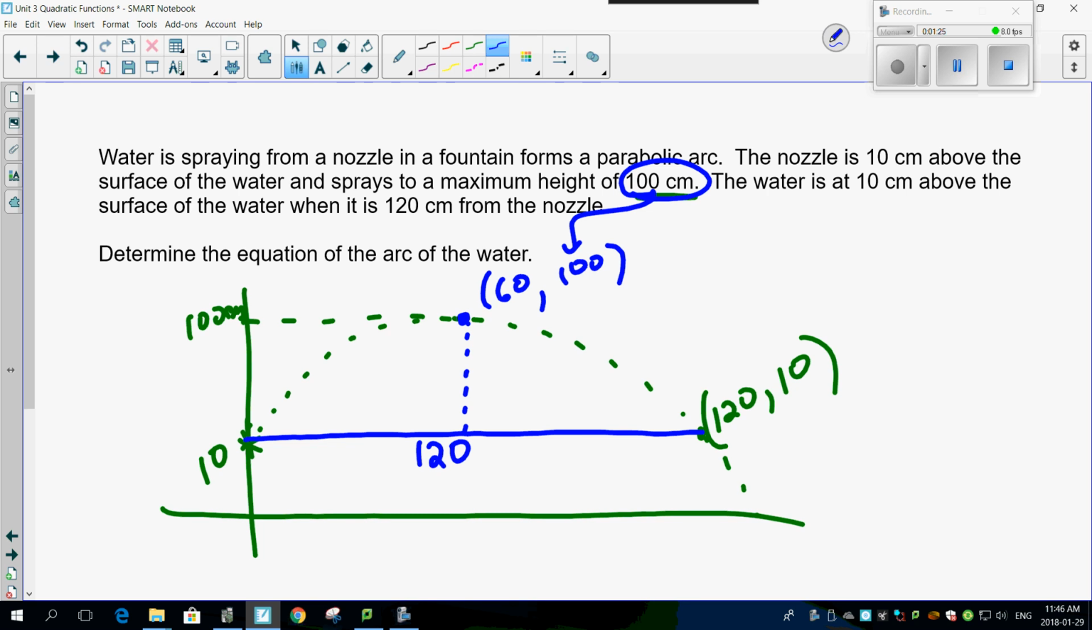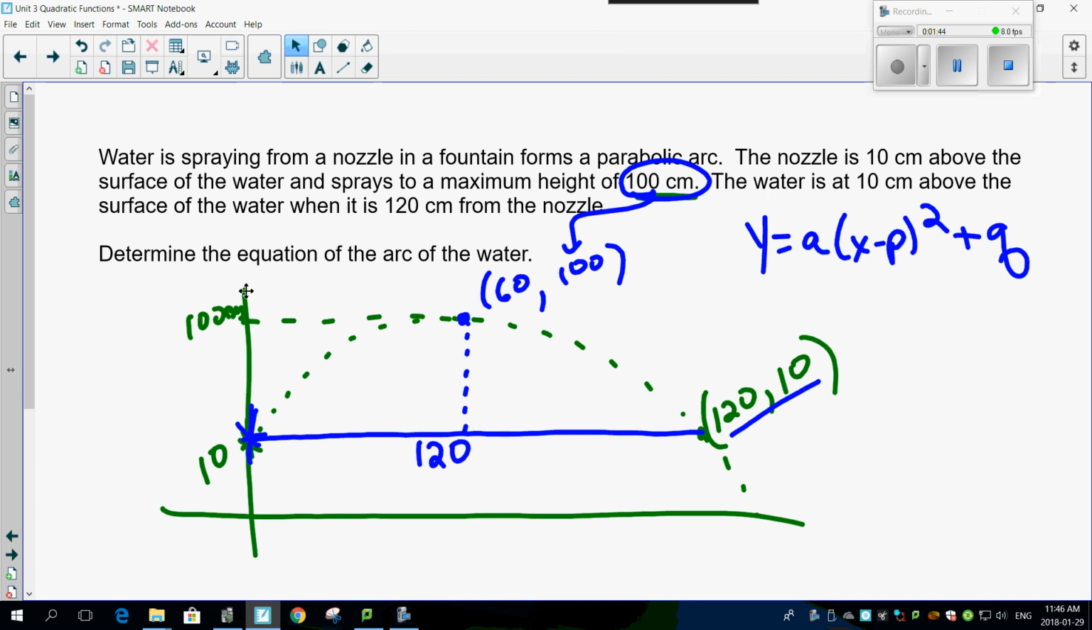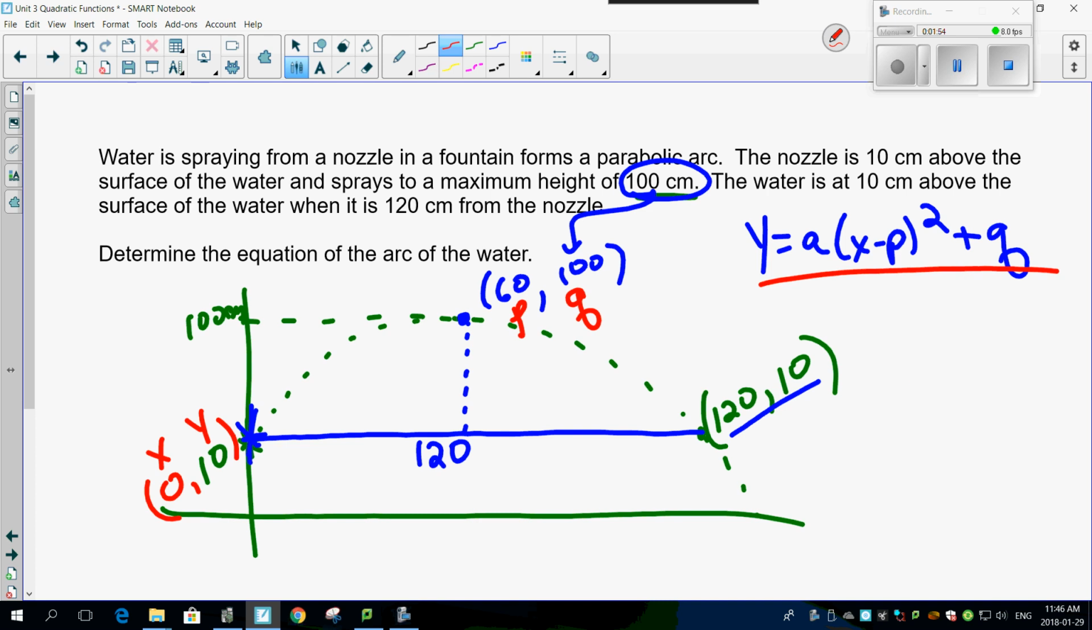So now, using either this point or this point, we can just put it into the equation y equals a times (x minus p) squared plus q. But don't forget, we want to be able to put this into standard form because we're dealing with standard form now. Well, whatever. Let's just do it. This, of course, is going to be at 0, 10. There's our x value, our y value. There's our p. There's our q. So you can't forget this formula.